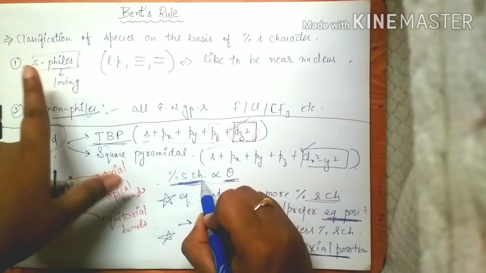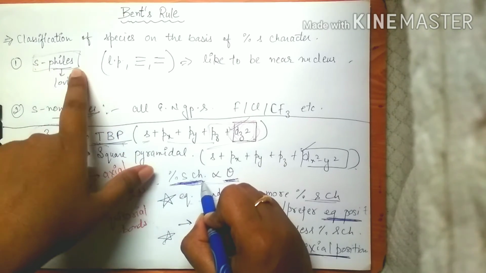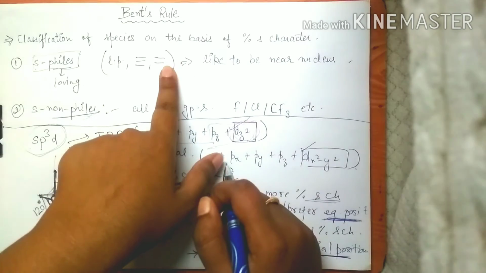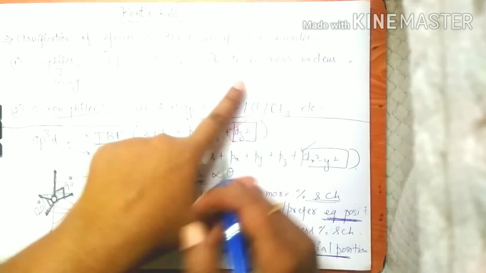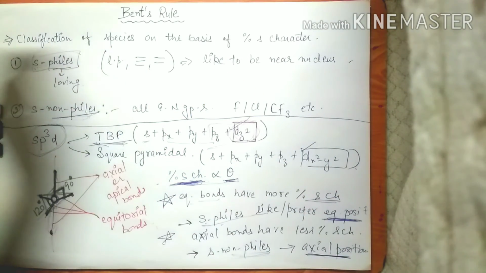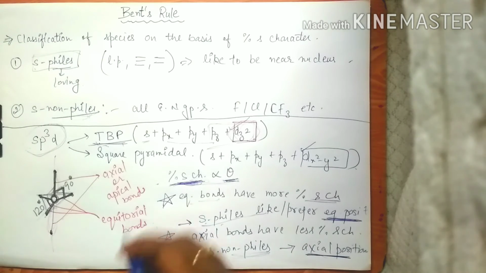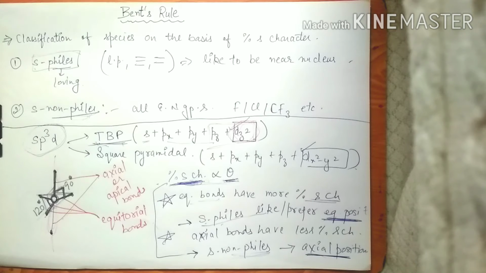So more percentage s character is liked by s-philes. So your lone pair, triple bond, double bond, they like to be near the nucleus, so they will prefer these positions, your equatorial positions. Okay, so this is actually the saying of Bent's rule, which we are going to discuss now.